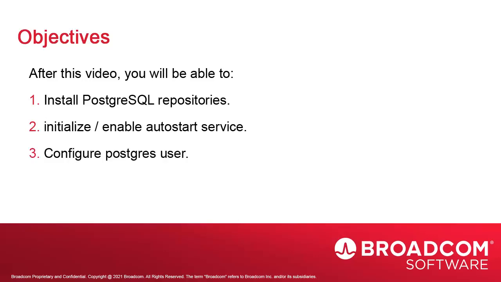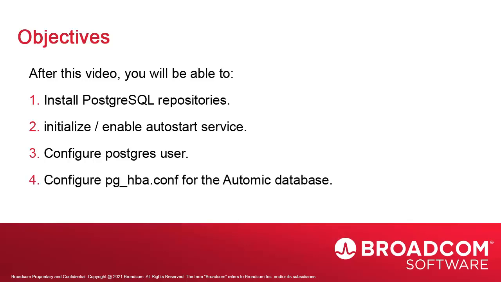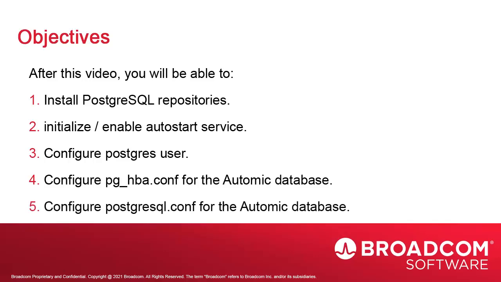We configure the Postgres user. Then we configure the pg_hba.conf networking configuration file so that our PostgreSQL database is reachable from remote systems, which the Automation Engine needs to do. Finally, we make some adjustments to the postgresql.conf configuration file. These are specific to Automic databases, and without them, the solution doesn't work.